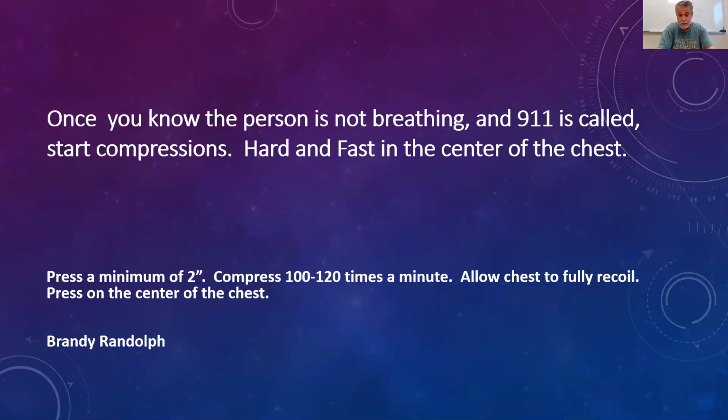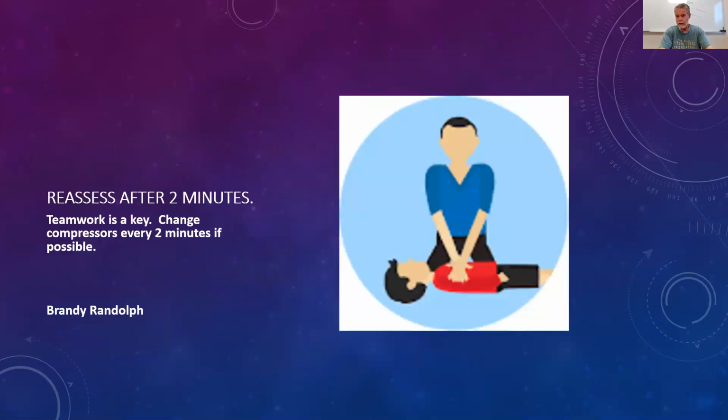That rate is 100 to 120 times in a minute. And we also want to allow that chest to fully and completely recoil. That simply means when you press down, make sure it springs back to where it started. Again, this will be a pretty easy thing to practice once I put the mannequins in front of you. But on the compression only, notice he's got those arms straight as he continues to do the compressions.